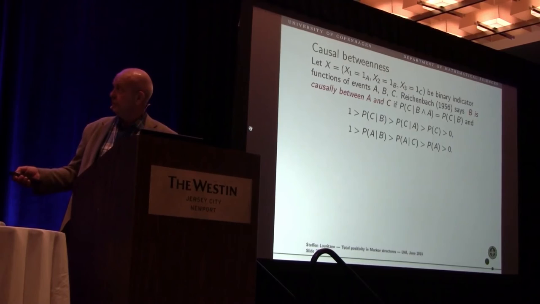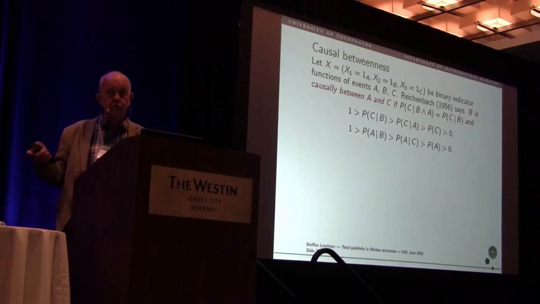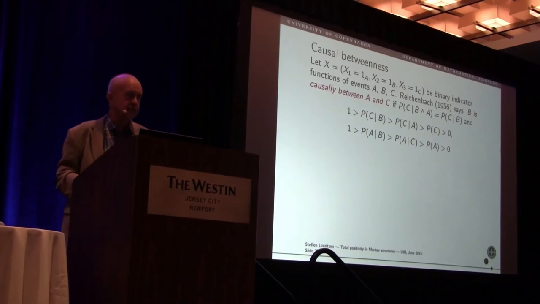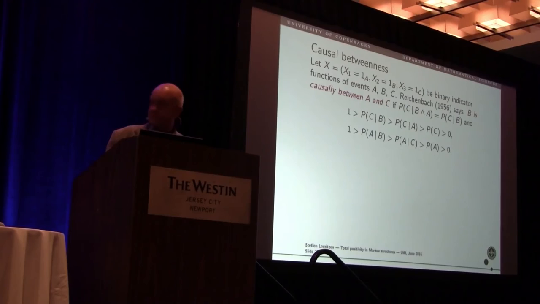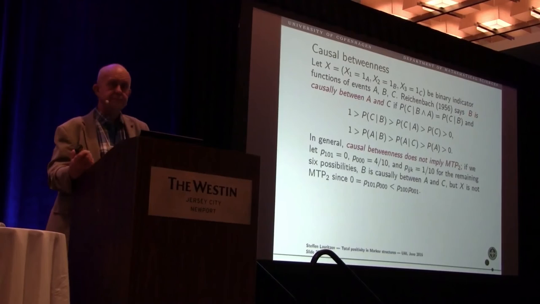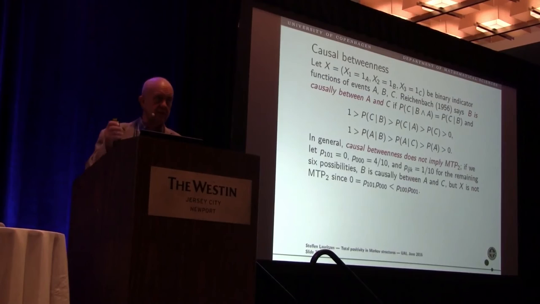Similarly, the other way around: A is an event that can happen or cannot happen, and if you know that C has happened, then the probability of A goes up, and if you know that B has happened, it goes up even more. So B is causally between the two, because knowing that B has happened makes the probability go even higher. That's in his book on the direction of time, and it goes back to 1956. And it's not quite the same as MCP2, partly because there's nothing in Reichenbach's theory that forces the probabilities to be strictly positive.